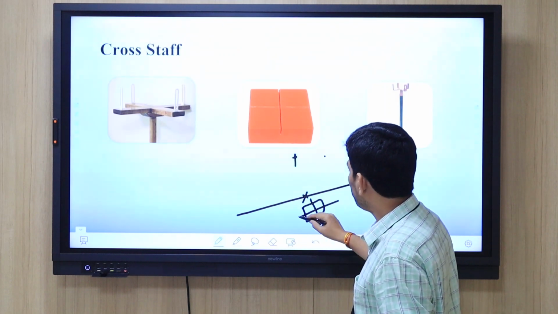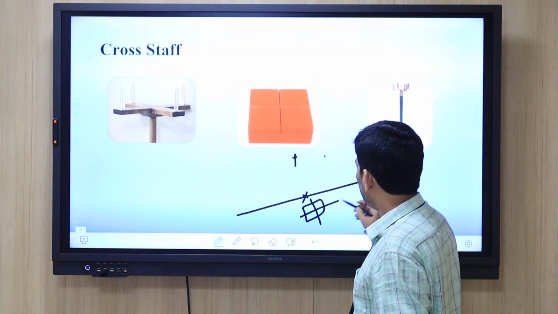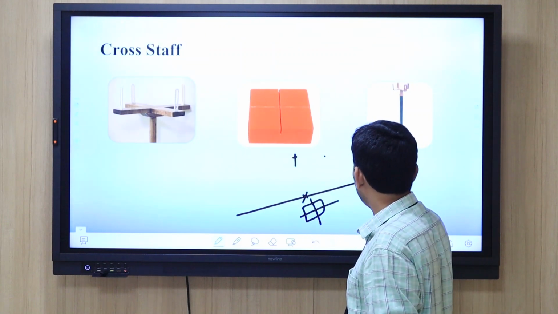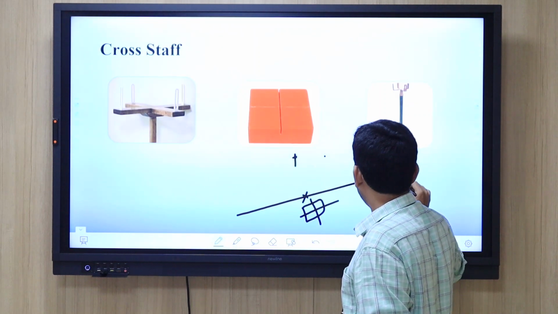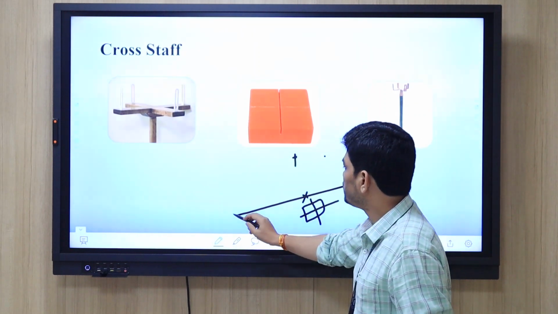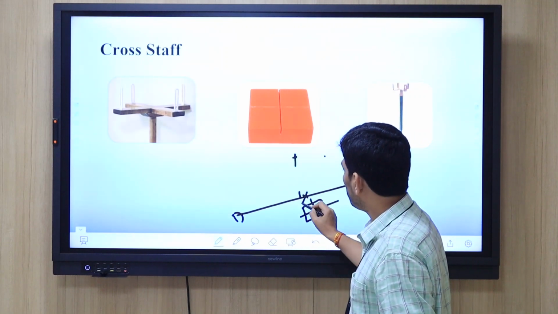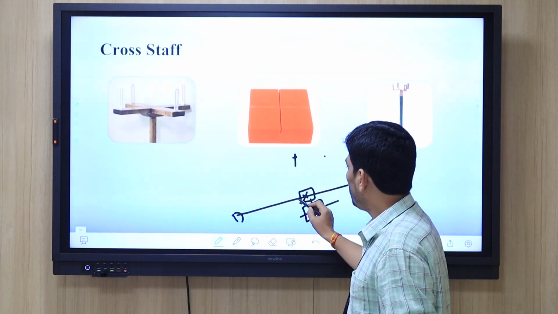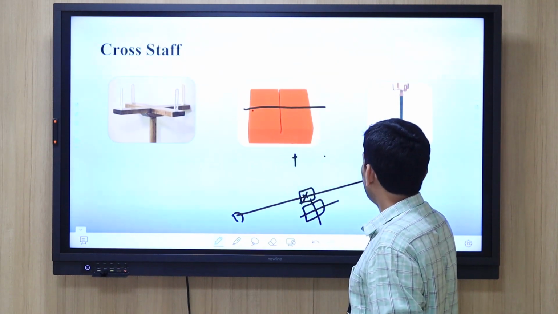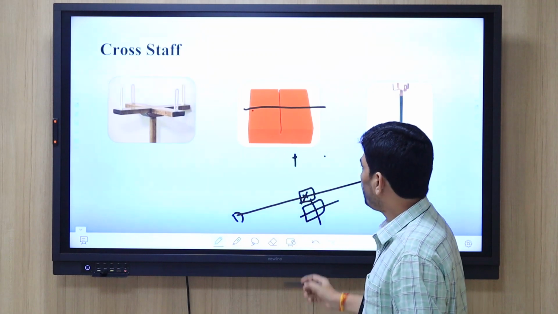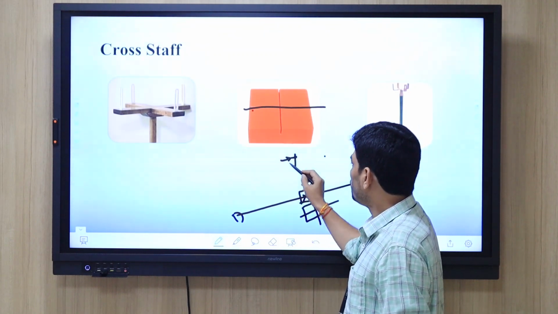In the cross tab, this side and this side are opening. See here, a small cutting on this side. One person will hold the ranging rod here. We will keep the cross tab here and look from this hole to see if it is visible or not. Once it is visible, we ask the assistant who is holding the ranging rod to move.